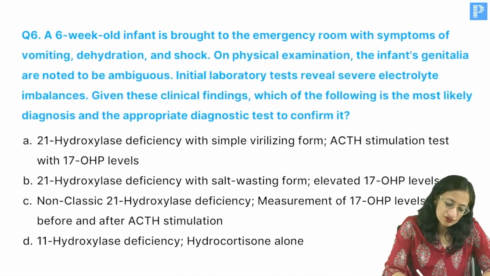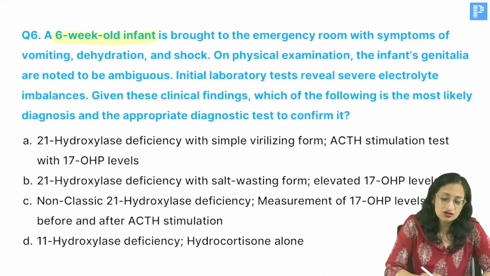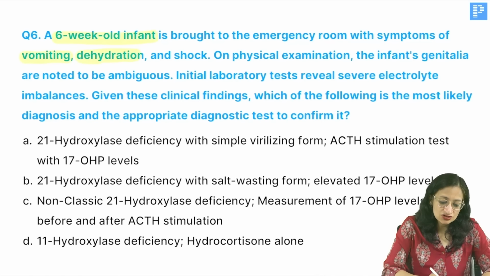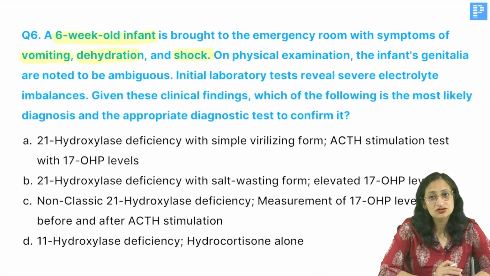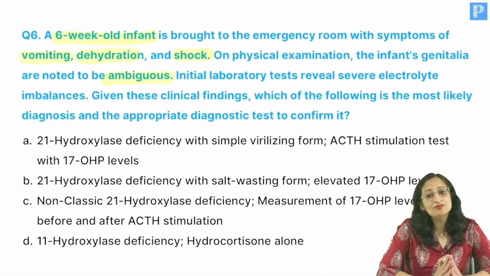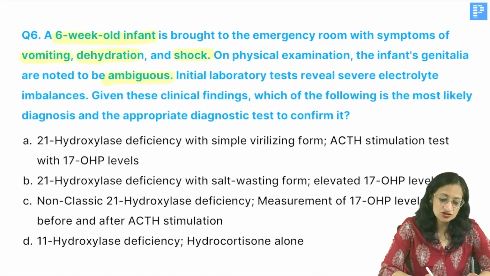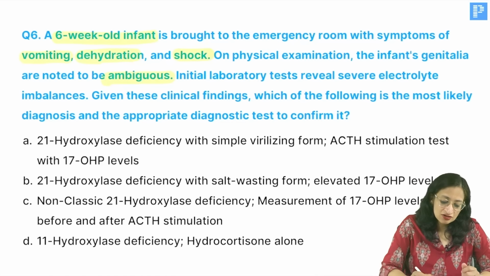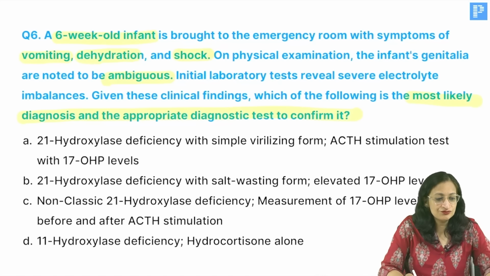So here we have a 6-week-old infant who is brought to the emergency room with symptoms of vomiting, dehydration and shock. On physical examination, the infant's genitalia are noted to be ambiguous. So if you're getting ambiguous genitalia in an infant, okay, and there is vomiting, dehydration, and shock, these are the features of salt wasting. Initial laboratory tests reveal severe electrolyte imbalances. Which of these is the most likely diagnosis and the appropriate diagnostic test to confirm it?